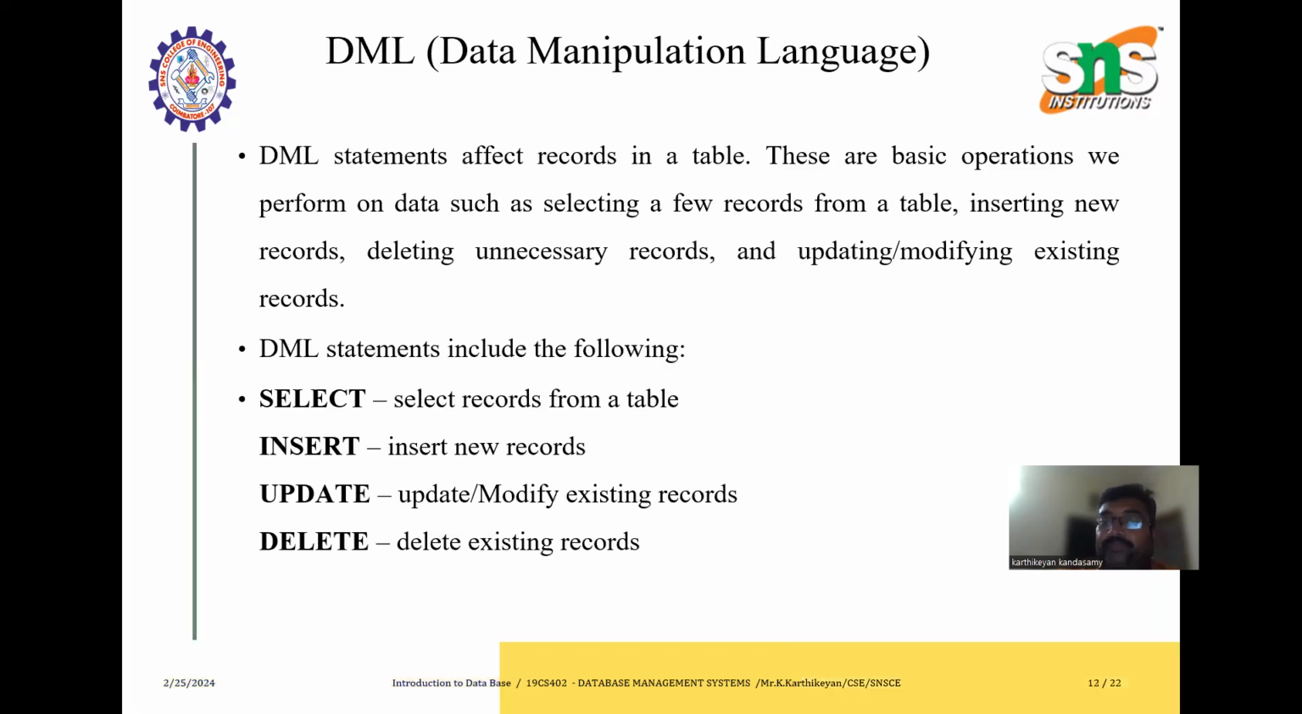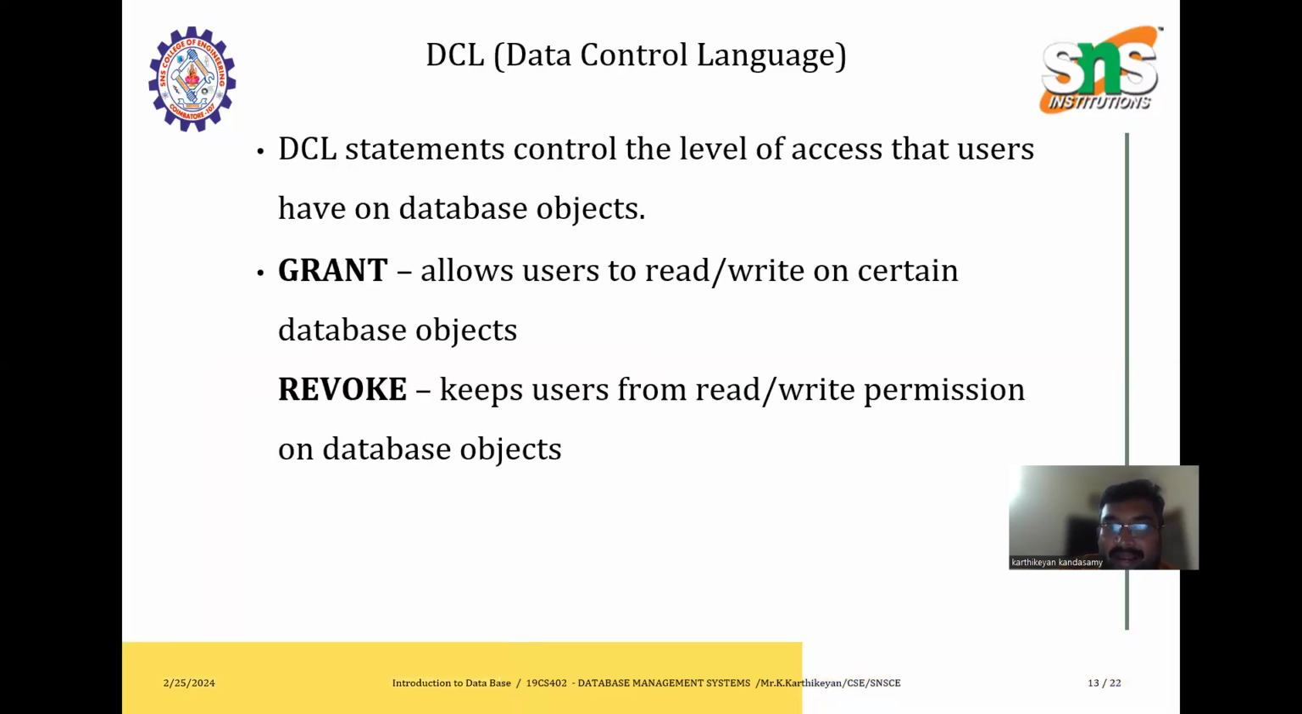And DML, data manipulation language, affects the records in your table. The basic operations we perform on the data are selecting a few records from a table, inserting new records, deleting unnecessary records, and updating or modifying existing records. For example, we have four operations: select, insert, update and delete. Select the record from the table, insert a new record, update or modify an existing record, and delete an existing record. So DCL: grant and revoke.